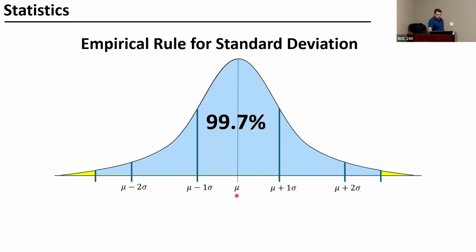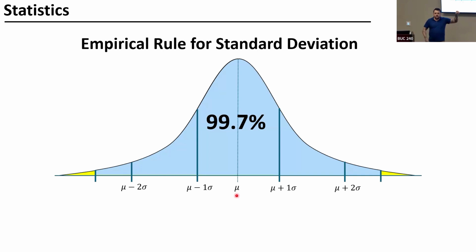Now notice, back, you need to know that 1 standard deviation away from the mean is 68%. 2, 95%. 3, 99.7%. What would be the total area? 100%.